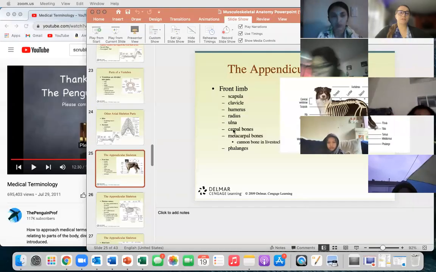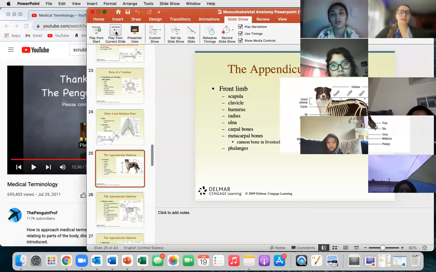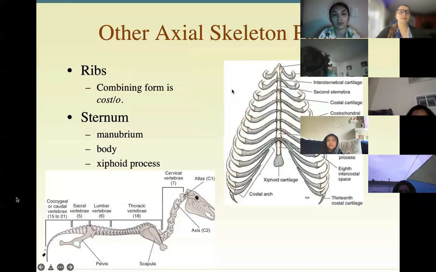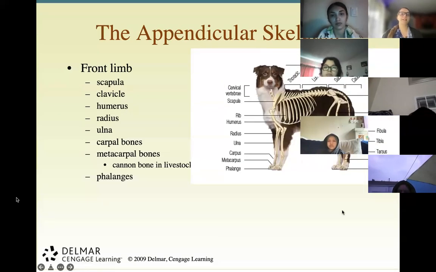All right, so we're going to just pick up right where we left off, which was talking about the appendicular skeleton. So we just finished up talking about the axial skeleton, which we know is going to be protecting all of those vital organs. So now the appendicular skeleton, this is talking about the limbs, looking at the front limbs and the hind limbs in particular.